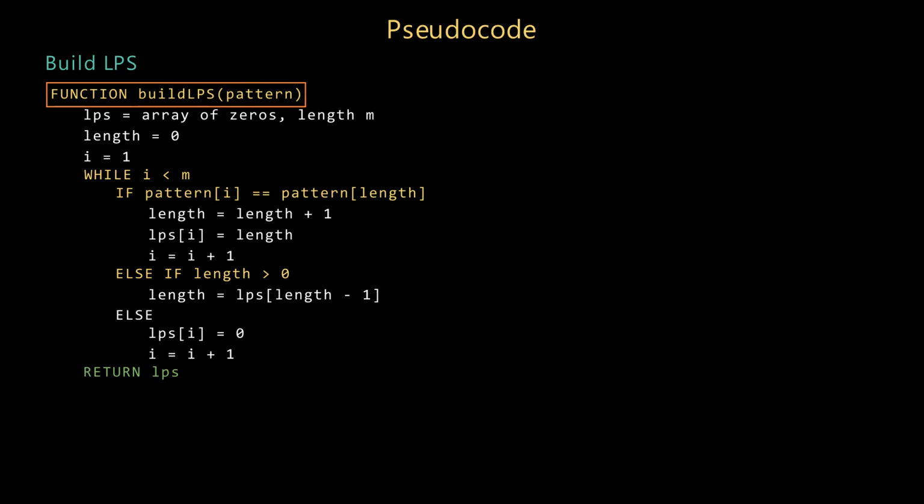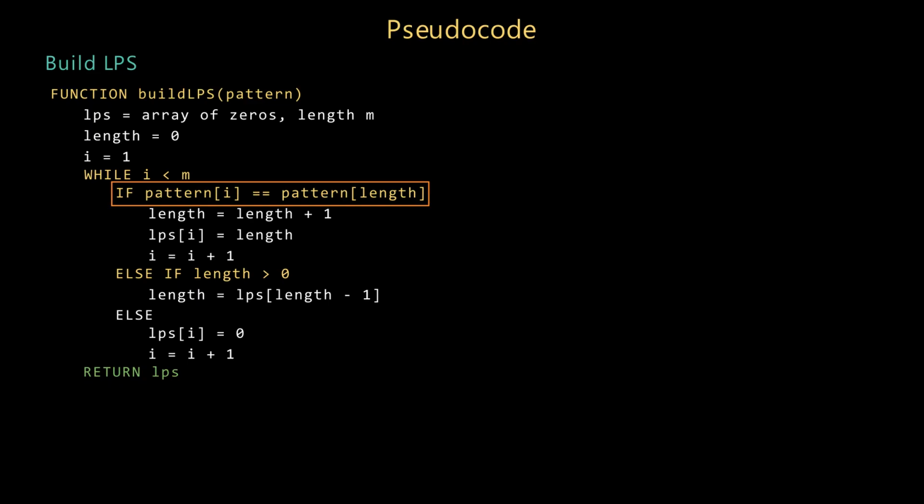Define a helper that builds the LPS array for the pattern. Start with an array of zeros, one slot per pattern character. Length stores the current reusable prefix length. Begin scanning from index 1 because LPS at 0 is always 0. Keep processing until every pattern index is filled.